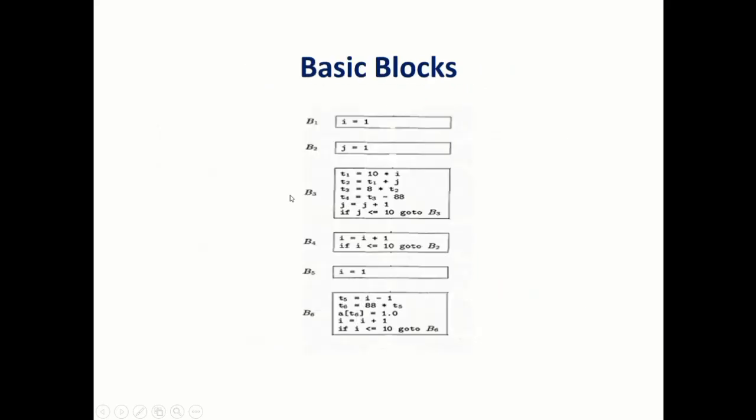Then draw the basic block: T1 equal to 10 into I, T2 equal to T1 plus J, T3 equal to 8 into T2, T4 equal to T3 minus 88, then J equal to J plus 1. If J less than or equal to 10, go to B3. B3 means line number 3.